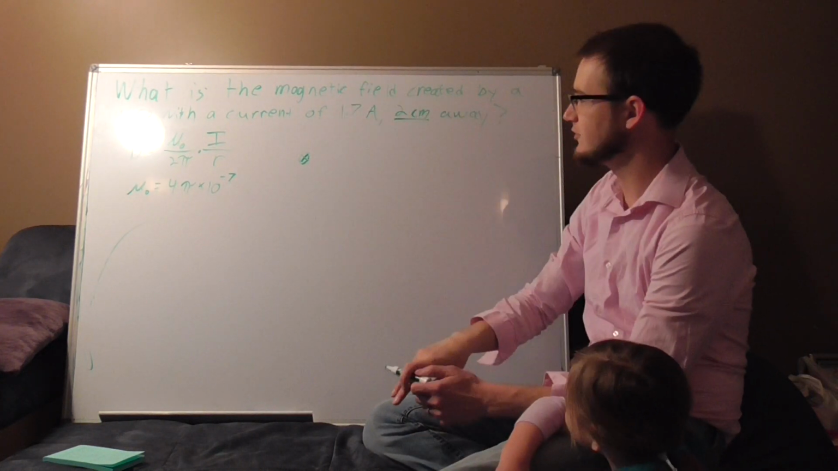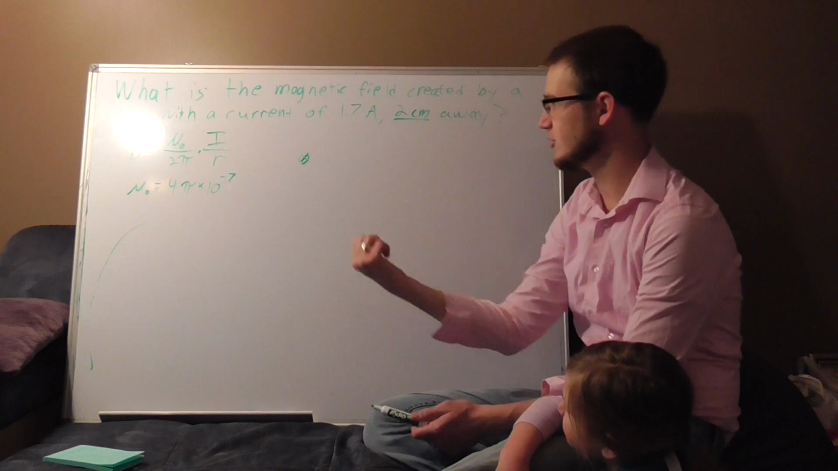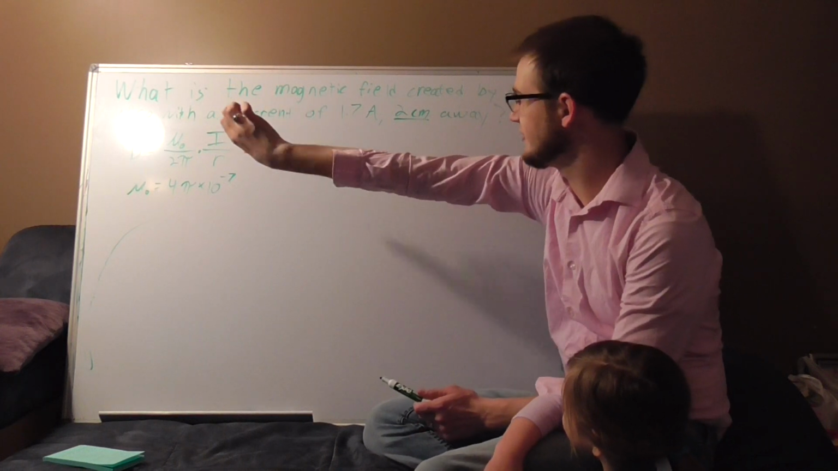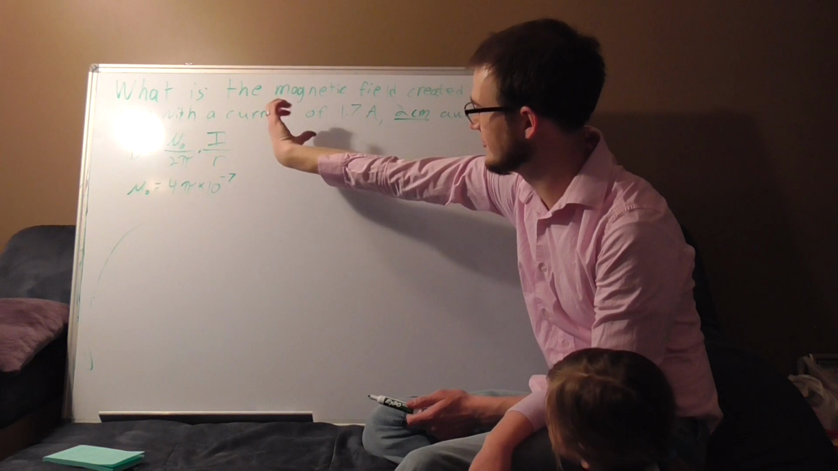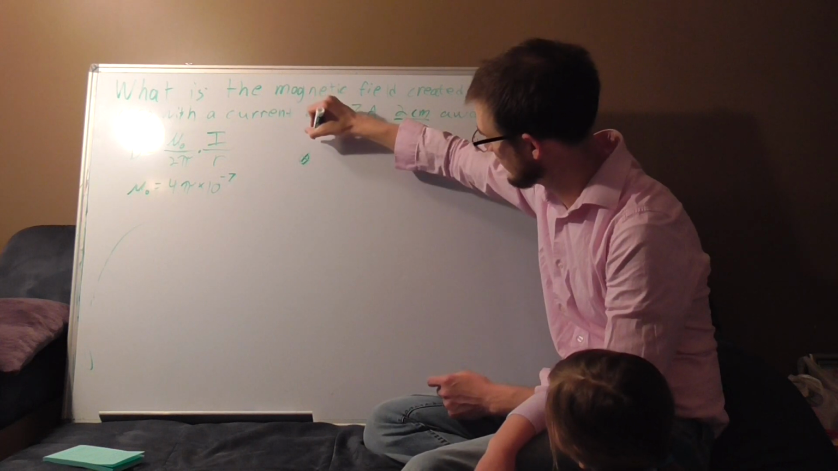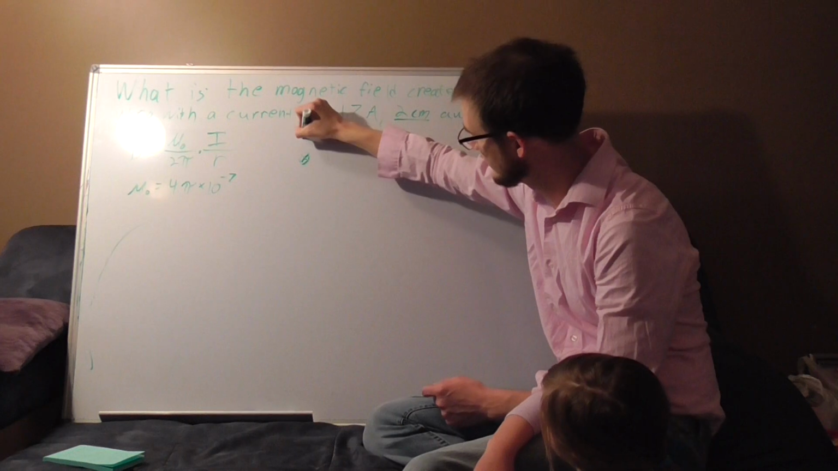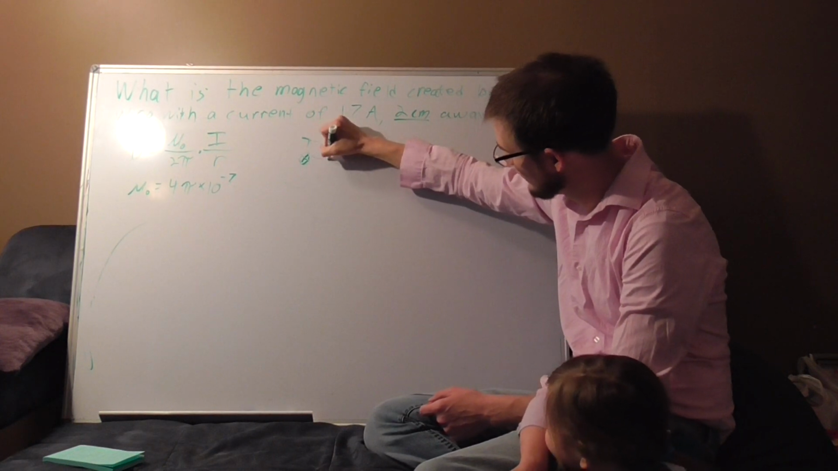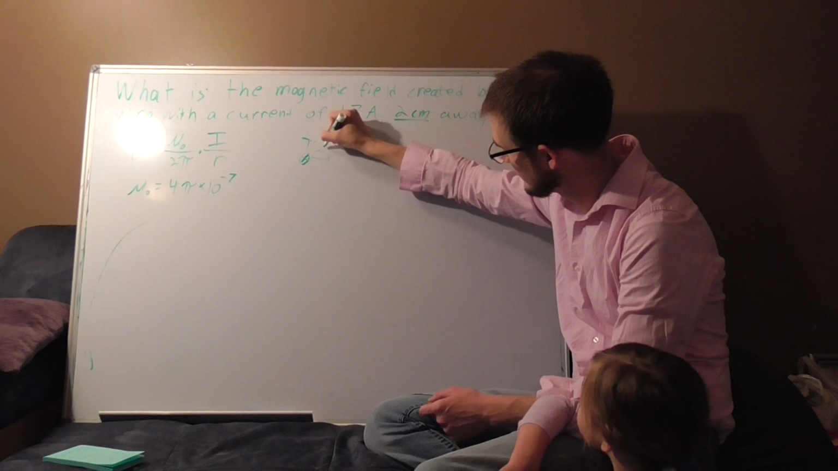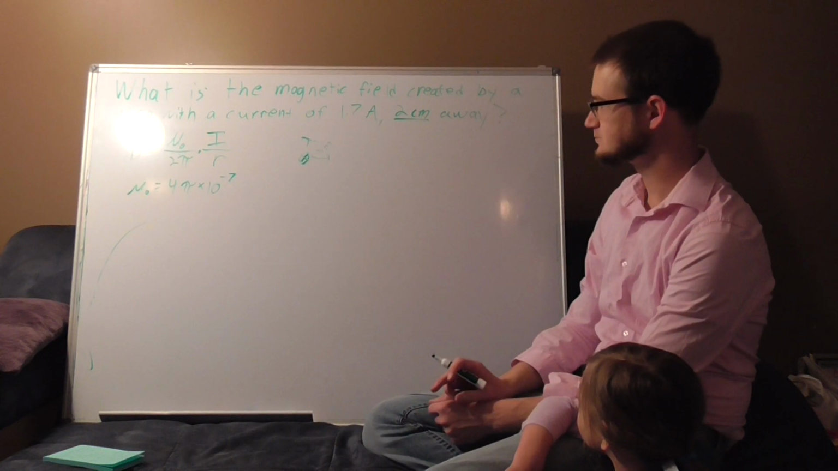So since this is going into the board, my current is going in, and then my fingers wrap in the direction, so this will travel with a field around like this. And we want to look at a distance of 2 centimeters away.